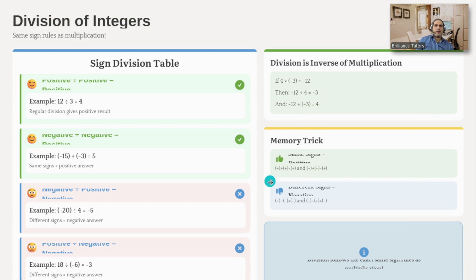Memory trick: when we divide the same sign, it's positive, like minus divided by minus, and plus divided by plus, so it's a plus. Okay, with the same sign it's a plus, and when dividing opposite signs, it's a minus. I hope that's clear.